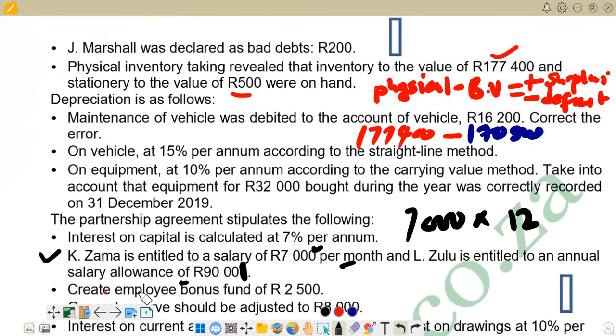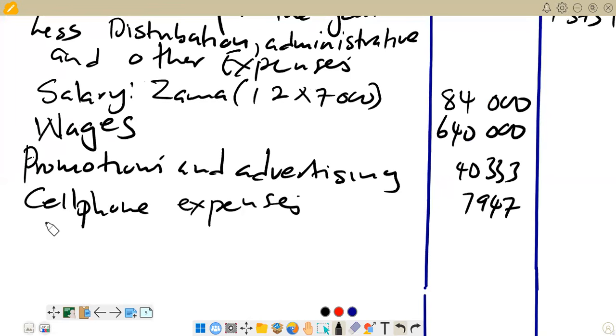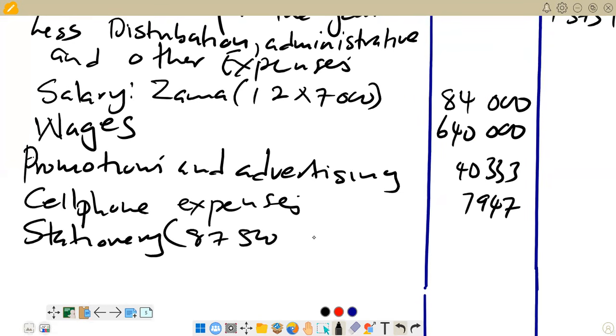So here we can go and summarize this working. Now we are on stationery. What are we saying? We are saying the one given in the trial balance, which is 87,500, then we subtract what was there at the end of the year. When you subtract, you get 87,000. Then we check again, what do we have next?